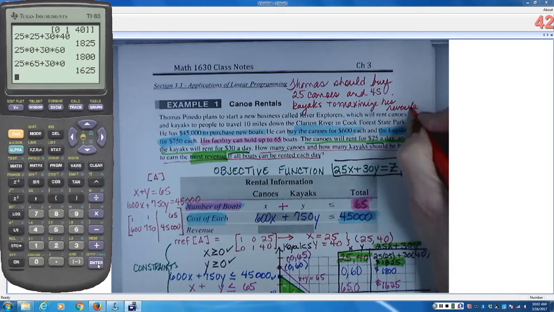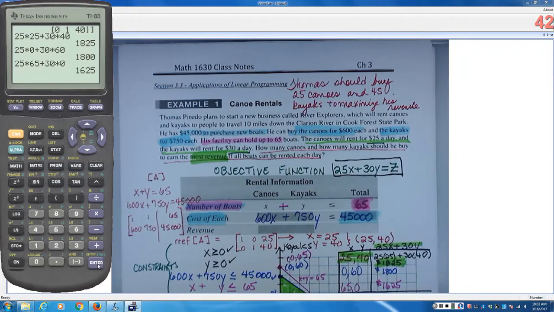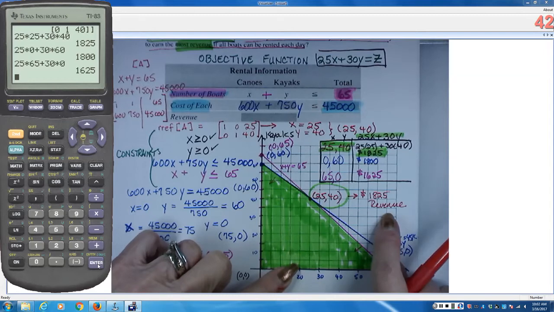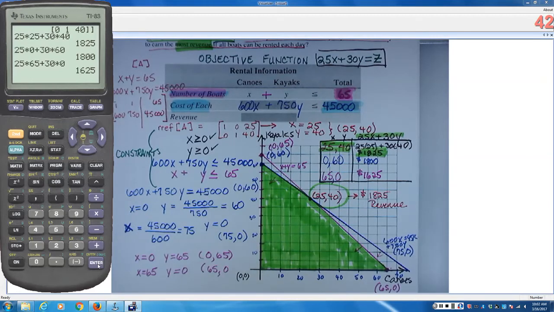Now, it didn't ask us, but if it asked us what his maximum revenue would be, then we would come down here and look at this number and say his maximum revenue would be $1,825. Okay?